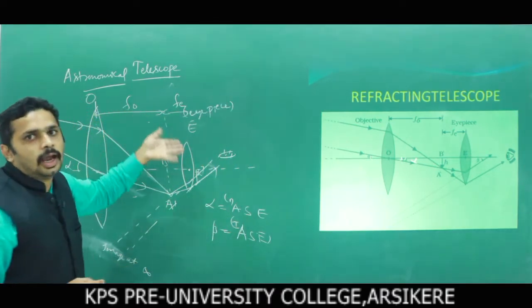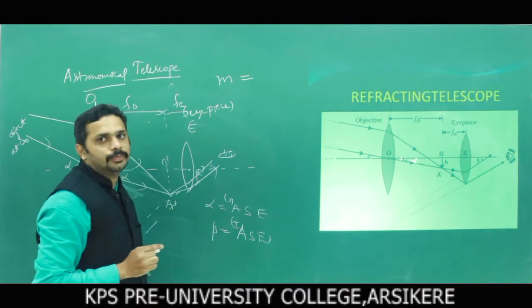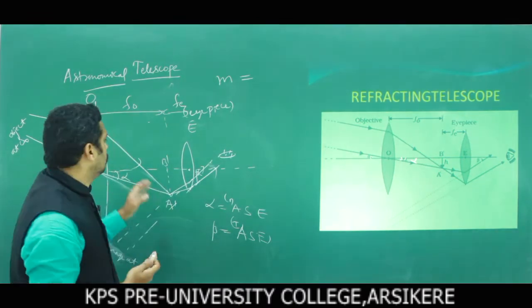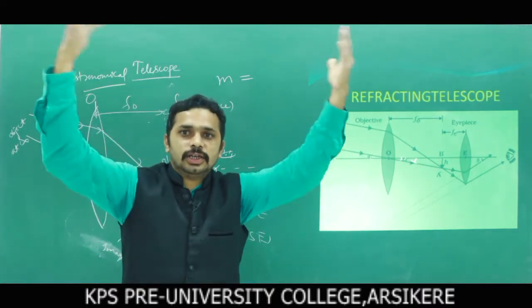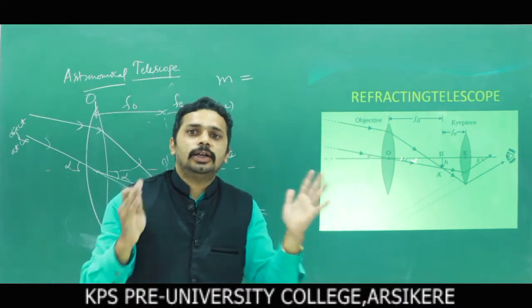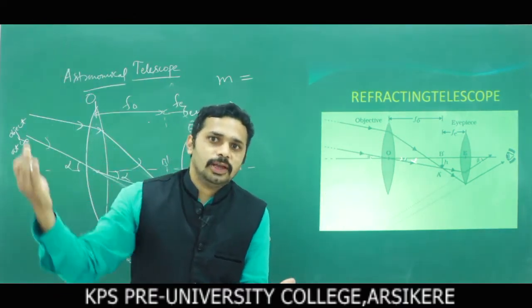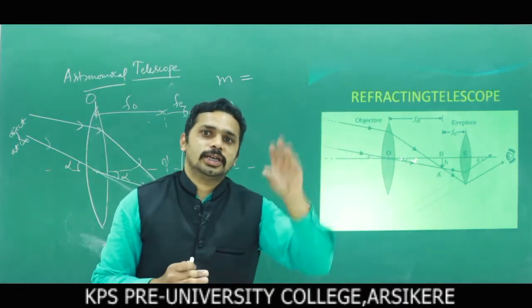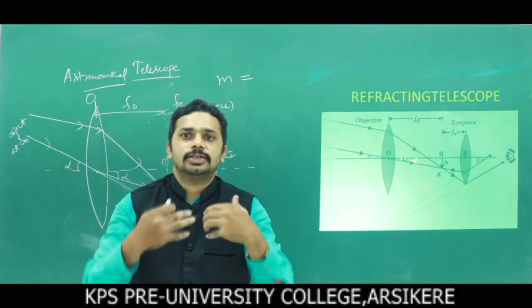Now what is the angular magnification? We know that the angular magnification for a telescope is defined as our magnifying power. I told that the power of these lenses increases the visualizing angle. That's why telescope increases the visualizing angle. By increasing the visualizing angle, we are going to see the enlarged image of the object, celestial object. Suppose the object is far away, we are going to see the enlarged image.